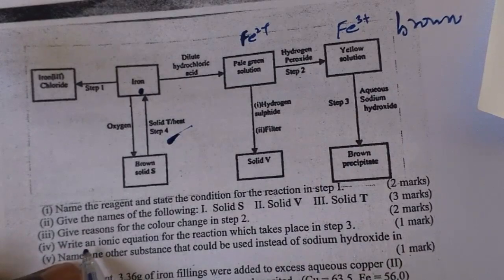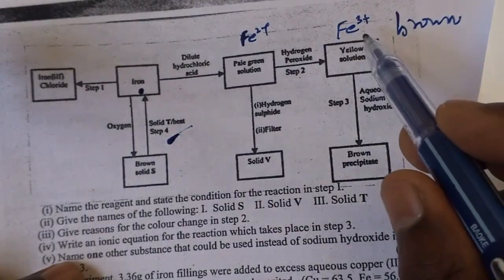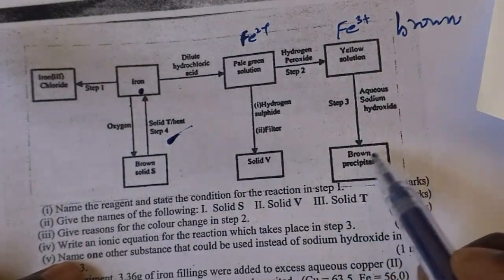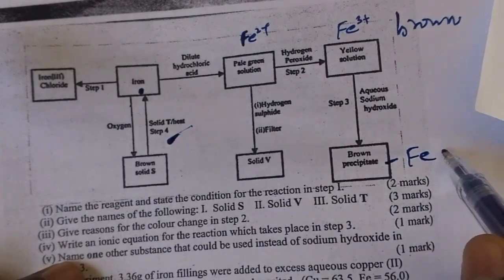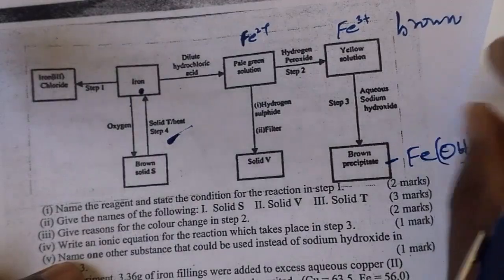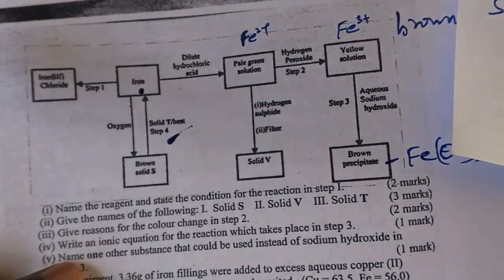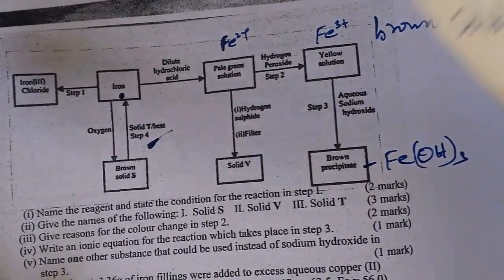Write an ionic equation for the reaction which takes place in step 3. Step 3, that is from the iron 3 to form the precipitate, which is a hydroxide. This is iron 3 hydroxide, because it is the one which forms a precipitate, a brown precipitate. So they want us to write the equation in step 3.